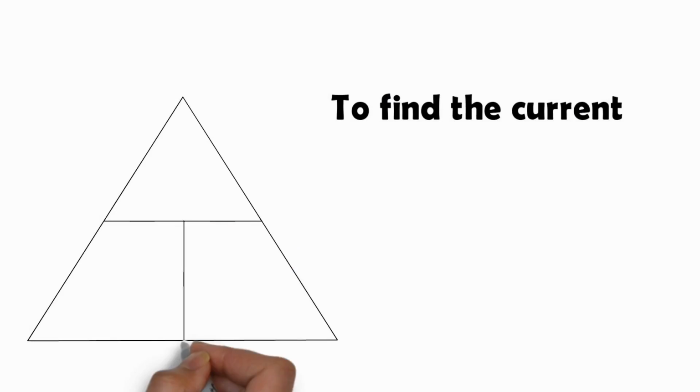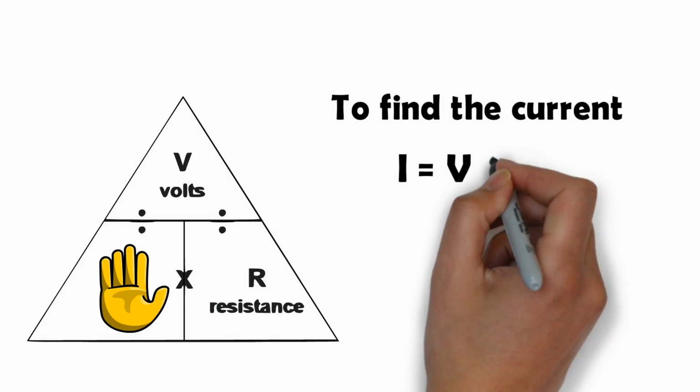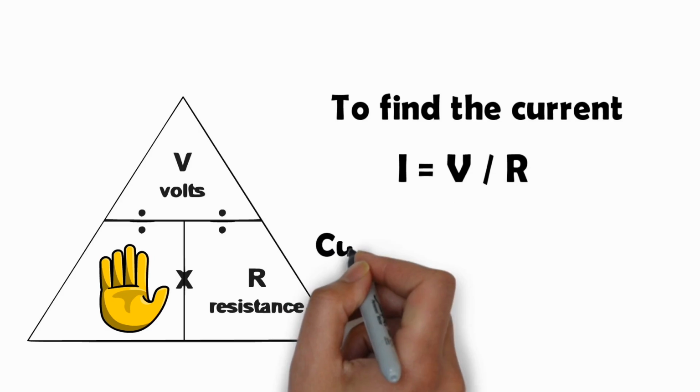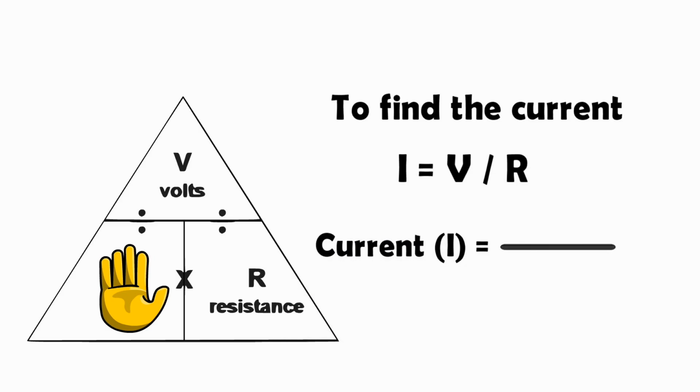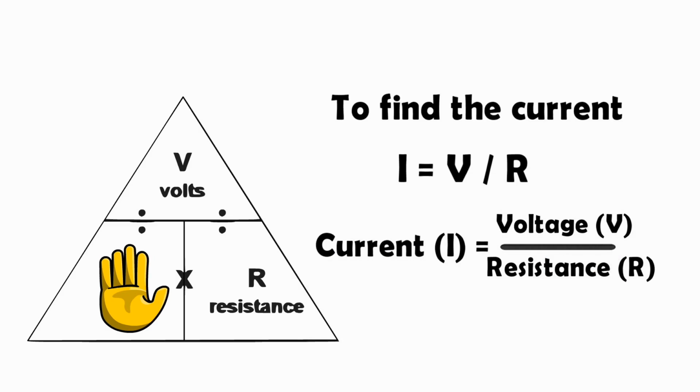To find the current, we use again the Ohm's triangle. Since we are looking for current, indicated by the uppercase I, we cover it, leaving us only with voltage and resistance, or V and R. Therefore, the formula will be I equals V divided by R, or current equals voltage divided by resistance.